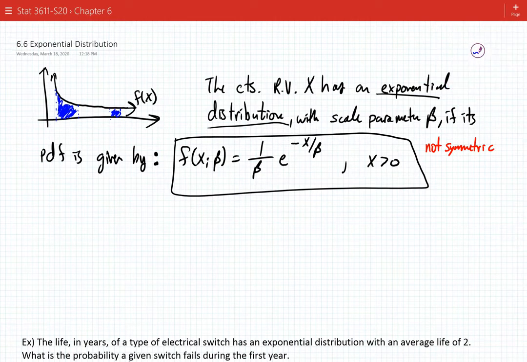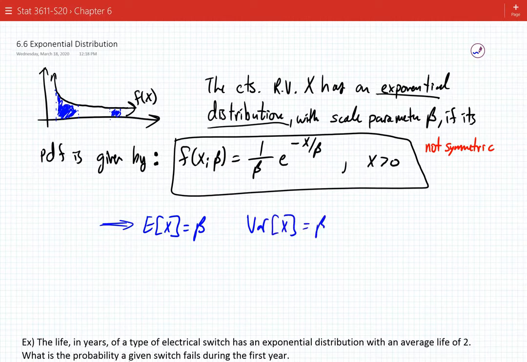There are a couple of nice things about the exponential distribution that are worth remembering. The expected value of the exponential distribution is equal to beta. And the variance of an exponential random variable is your scale parameter squared, beta squared. So I guess you could also say the standard deviation is beta as well. So the expected value and the standard deviation are the same. That is the scale parameter beta here in regards to your exponential distribution.